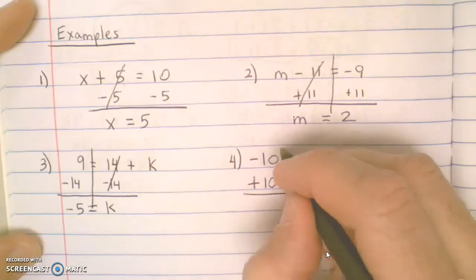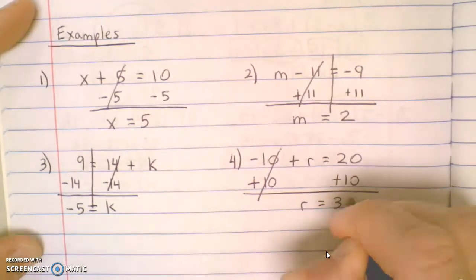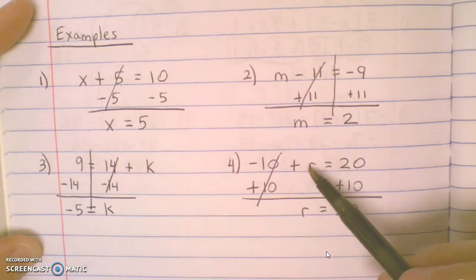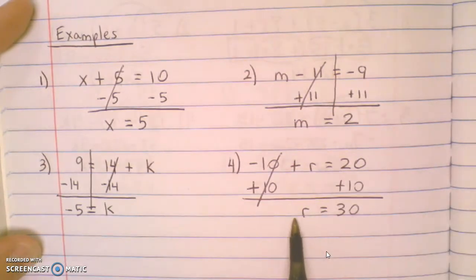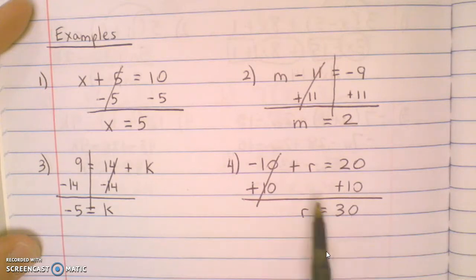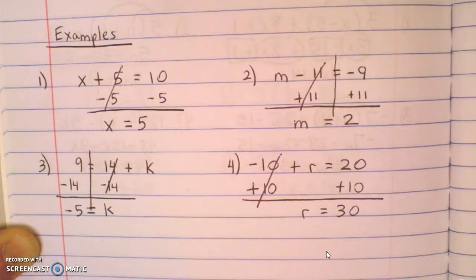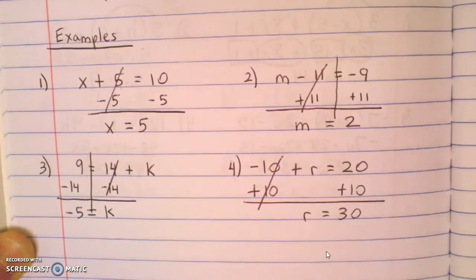Negative 10 plus 10 cancels out. So I have r equals 30. Because it's a plus r, that's a positive r, so I don't need to write the positive again down here. There's my solution. So when I plug in 30, negative 10 plus 30 does give me 20. So that's solving one-step equations, just adding and subtracting. That's what we're going to work on first.